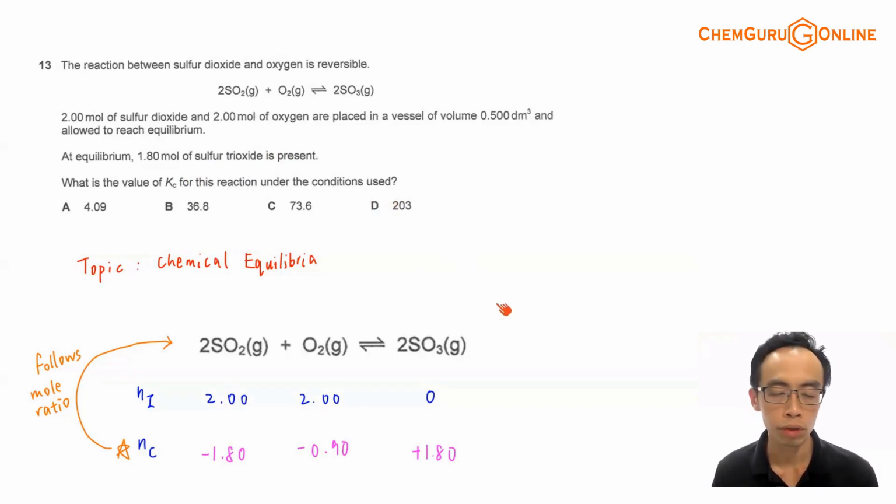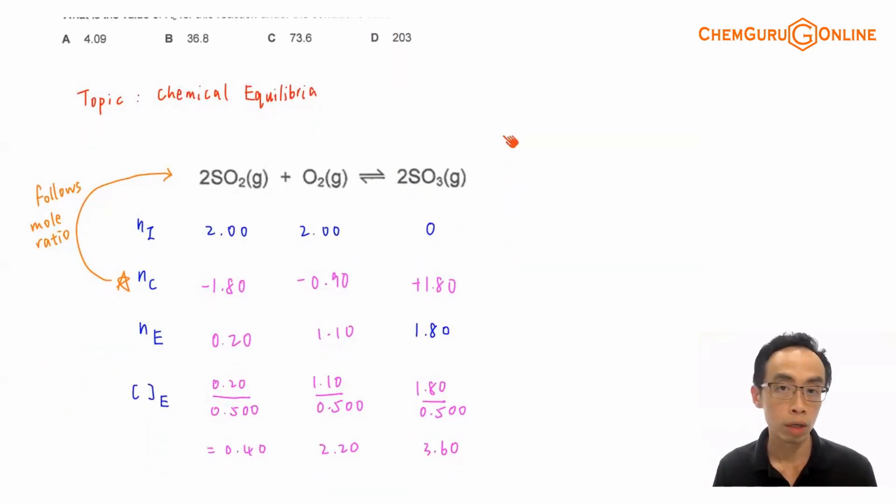Now, the topic tested in this question obviously is under chemical equilibria. We are given information for me to fill up the ICE table. Moles of SO2 is 2. Moles of O2 at the beginning is also 2. At the beginning, usually we will assume that there's no product formed. SO3 at the beginning is 0. Then what we also have is, at equilibrium, question tells me that I have 1.80 mole of SO3 at equilibrium. So this means that the change in the number of mole of SO3 will be plus 1.8, from 0 to 1.8. This is a plus 1.80 moles.